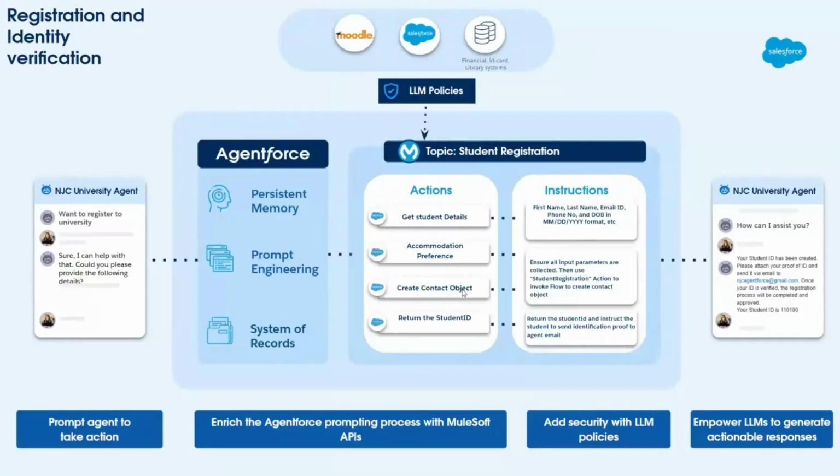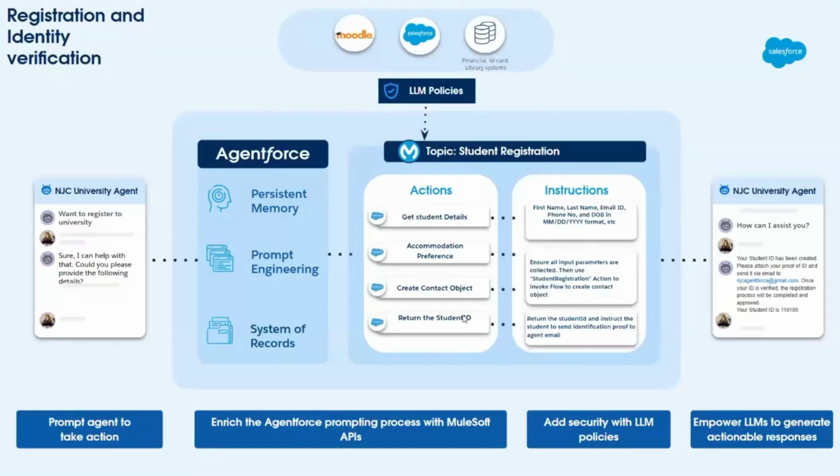And while creating the contact object, you will get a student ID, and using the student ID, the agent will prompt the student to send an email with the scan passport. And you can send an email, and the scan passport will be read by a Mule app. It will send to an IDP process, and the process will get the student the passport number, and will update the contact object with the passport ID, and the document status will be changed to approved.